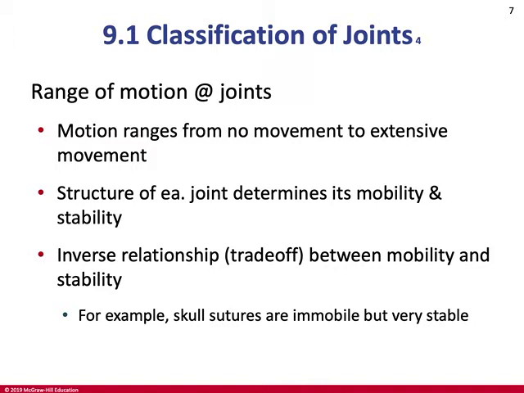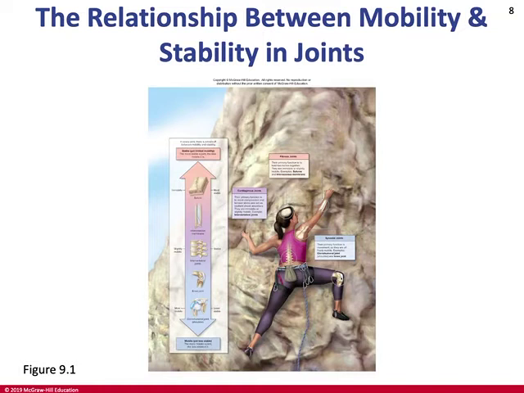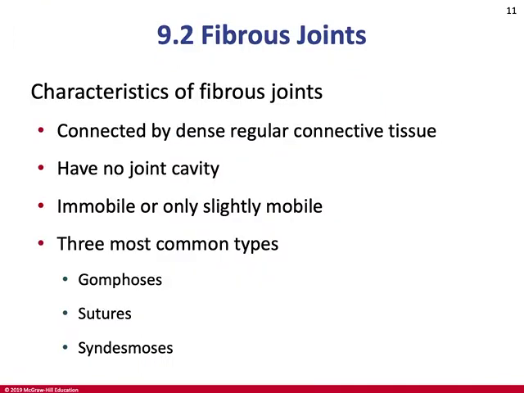The sutures in the skull are immovable, but they are rarely injured, whereas something like the shoulder joint or the hip joint, which is extremely movable, is easily injured. So you can see some examples of the relationship between mobility and stability in the joint. Bottom line, the more movable, the more easily injured. The less movable, the less easily injured, and the more stable. So that makes sense, right?